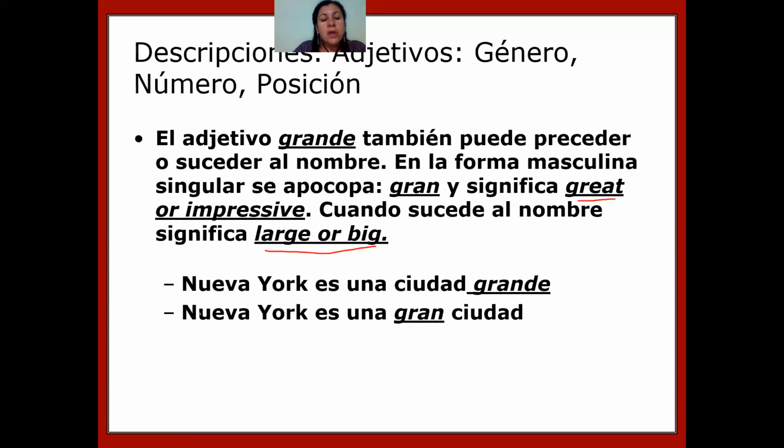See? If you say Nueva York es una ciudad grande, you are talking about a large city. See, but if you say Nueva York es una gran ciudad, you are saying that Nueva York is a great city. In that case, the position changes the meaning, see? And that was it for articles, adjective, position, and agreement, see?